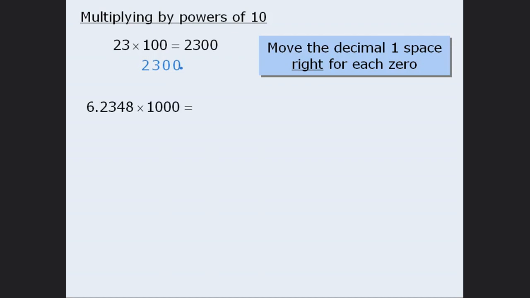Alright, let's try another one. We want to multiply this number by 1000. Since 1000 has three zeros, we must move the decimal three spaces to the right. When we do this, we get the following product.